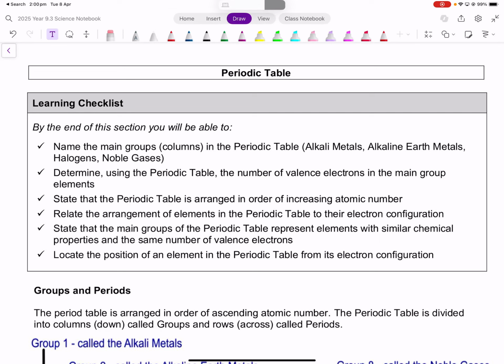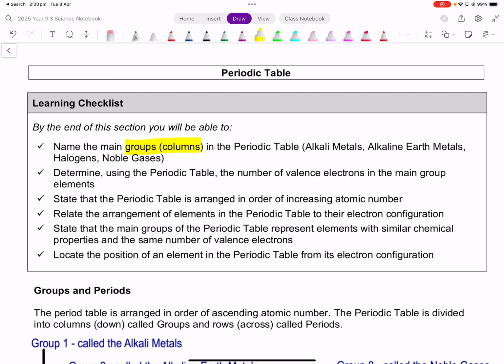Okay, so when we're talking about the periodic table, we're going to break down a few key things. And this is your learning intentions from the very start of your booklet. We've just broken them down a little bit further here. So let's have a read through these together very quickly. You're going to be able to, by the end of today's lesson, name the main groups, and what we call groups are the columns in the periodic table.